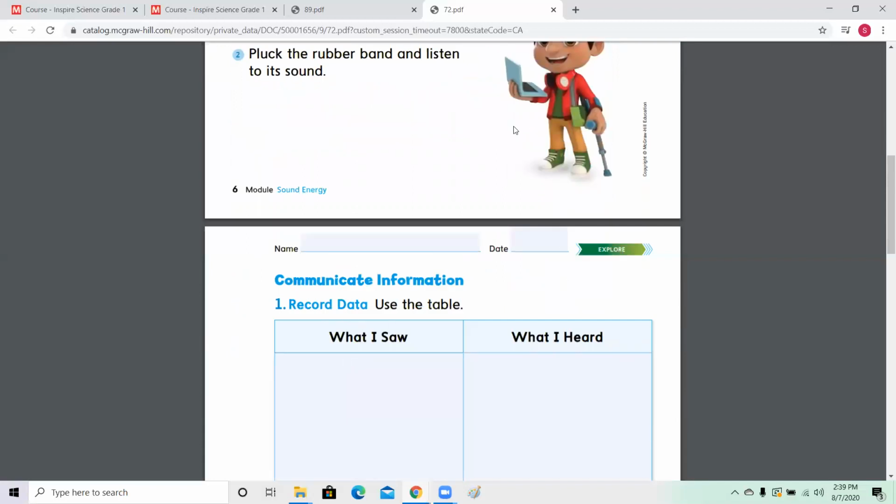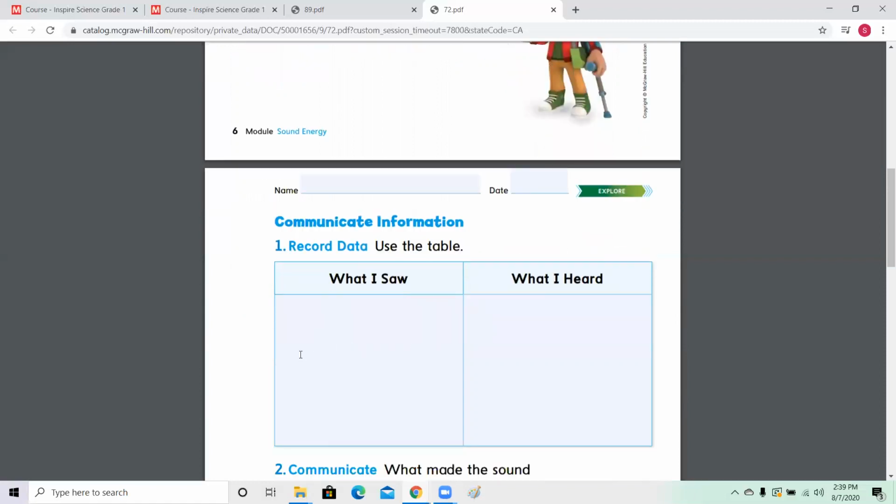So what we just said, we need to put it down here. All right, record your data means what you just saw. So what happened when you pluck the rubber band? It will vibrate, yes, or it's gonna move fast. So that's what you see. So you're gonna write in this column. And then, what did you hear? Like a twanging sound or rumbling sound, because you're just plucking the rubber band.